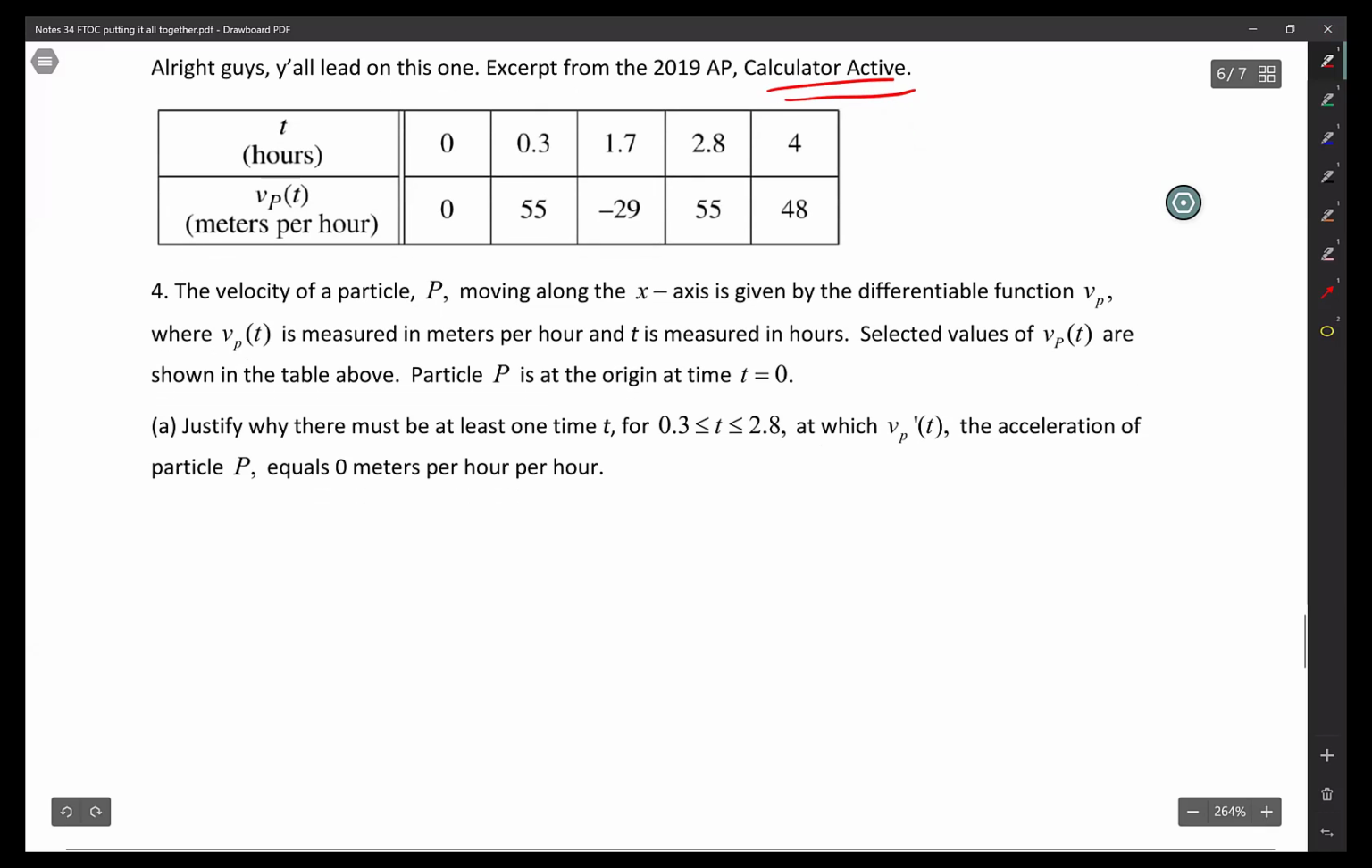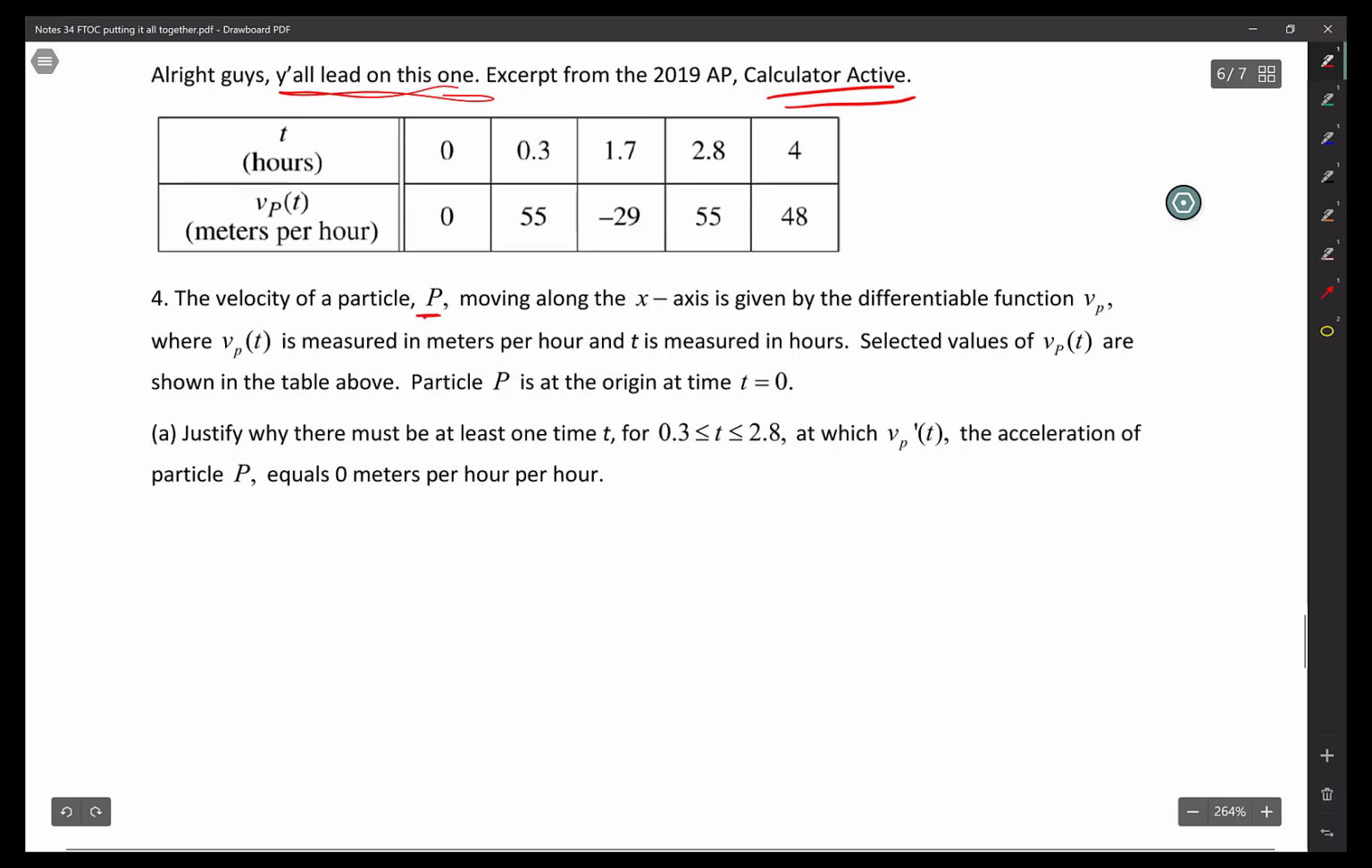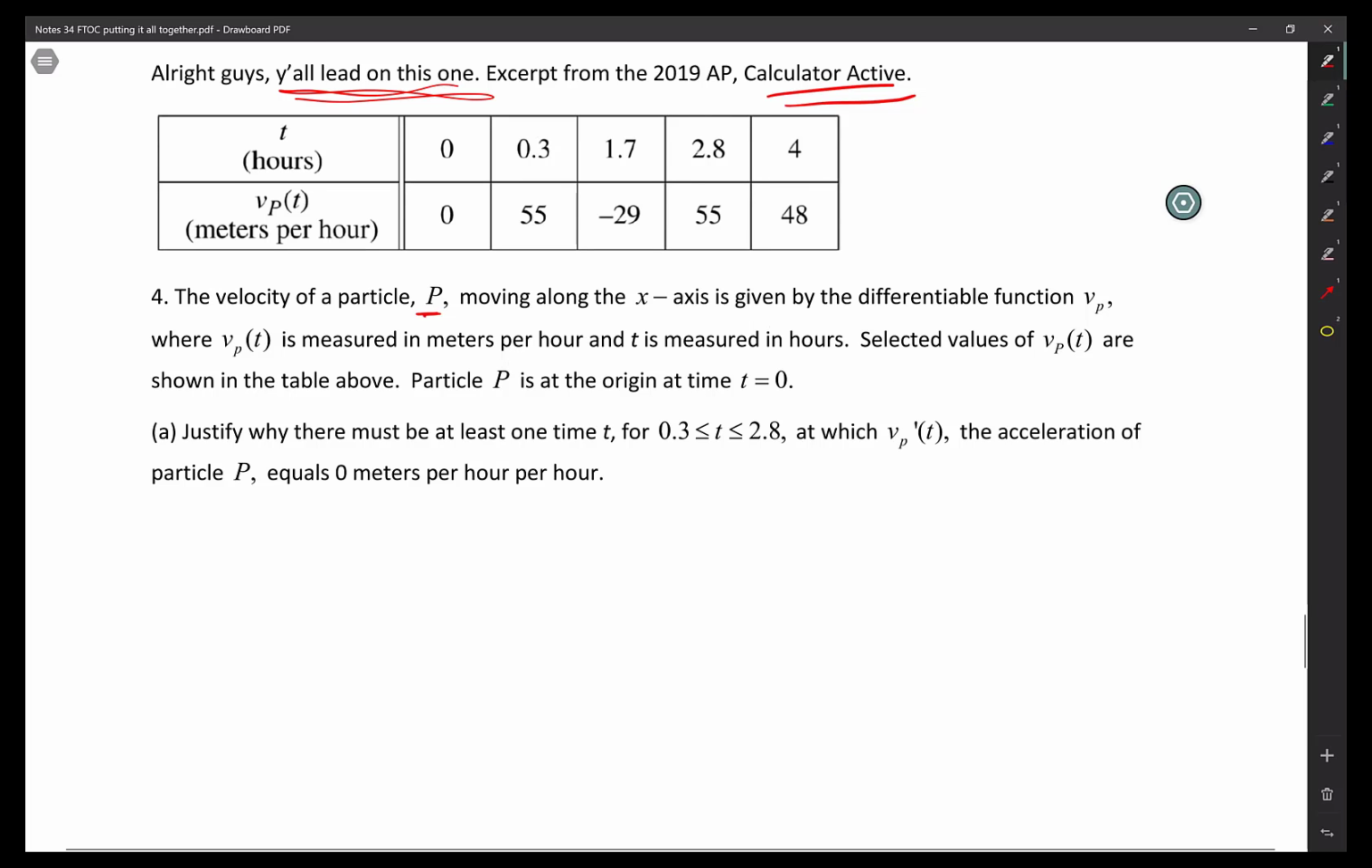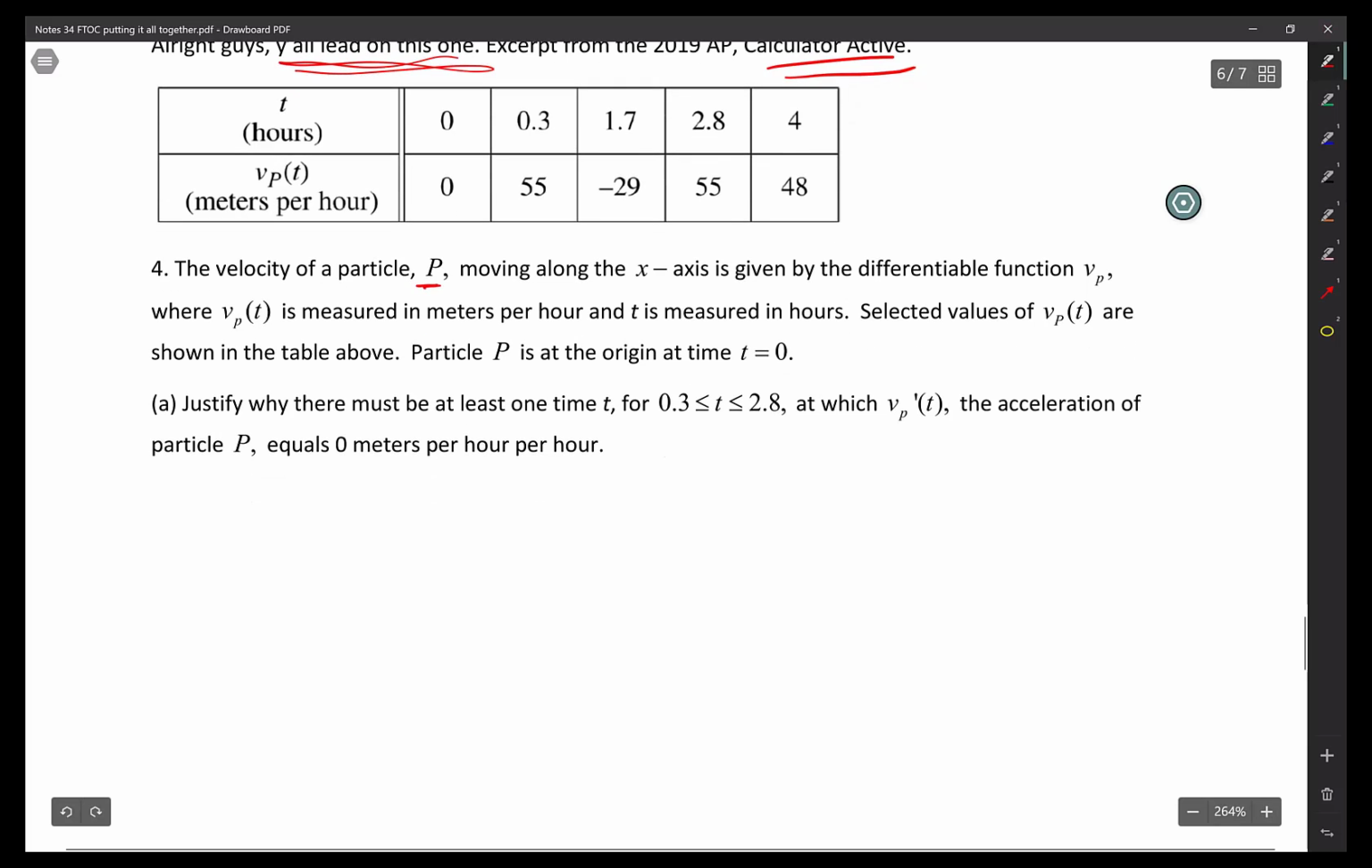All right, so here we go, guys. First they give us a table. The table has T in hours and V of P, which stands for velocity, with a subscript of P, so that just stands for particle P here. Let's read this and see what's going on. The deal was that on Wednesday you guys were going to lead on this one, but I don't even think we reached it. We didn't reach this question until today, which is 2 days later, which is okay.